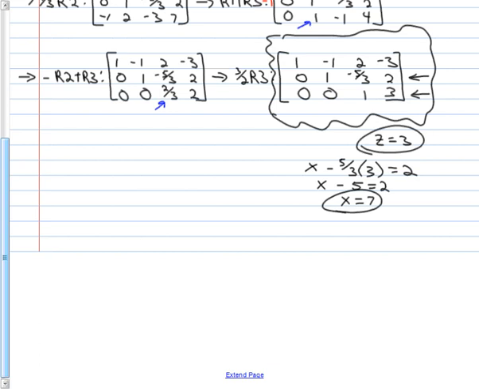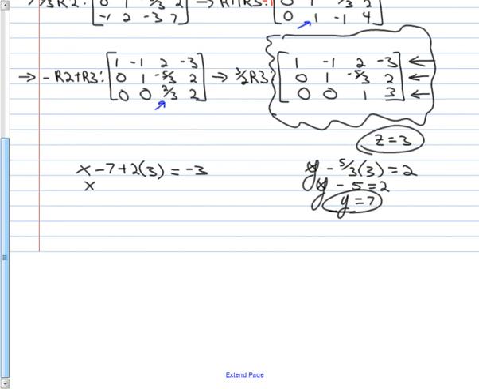Now I'm going to go back to row 1. Thank you. That is a y, not an x. Row 2 does not have an x, 0 in the x, 1y. Now I'm going to go back to row 1. 1x minus my y, what did we get, 7? Plus 2 times my z, where's my z, 3? Equals a negative 3. That's what this row says.